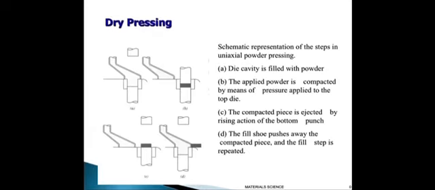Today I want to talk about dry pressing, a schematic representation of the steps in uniaxial powder pressing. First, the die cavity is filled with powder. Second, the powder is compacted by means of pressure applied to the top die. And then the compacted part is ejected by the raising action of the bottom punch. And last, the feed shoe pushes away the compacted part, and the fill step is repeated.